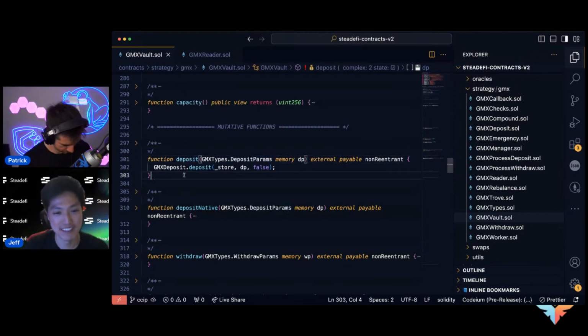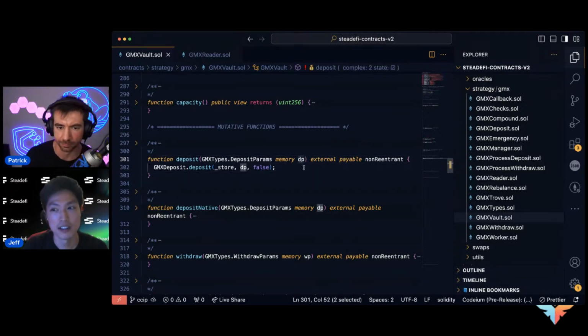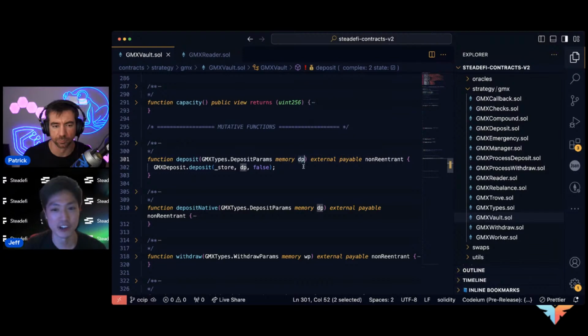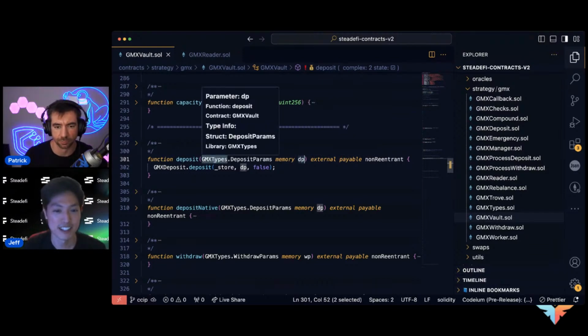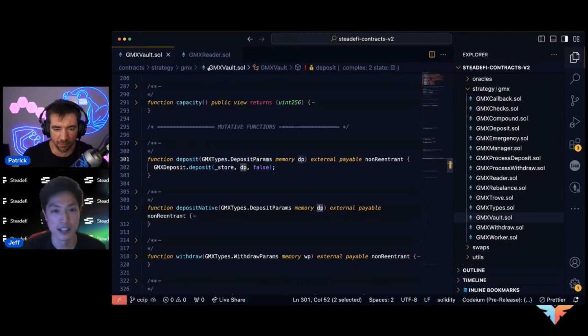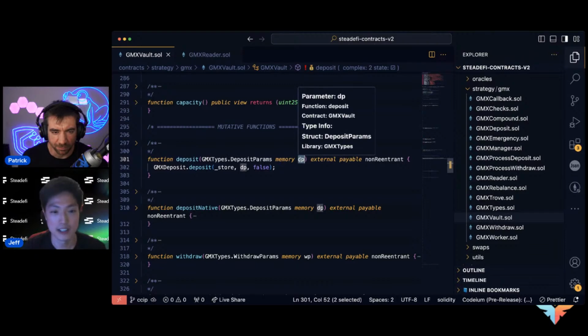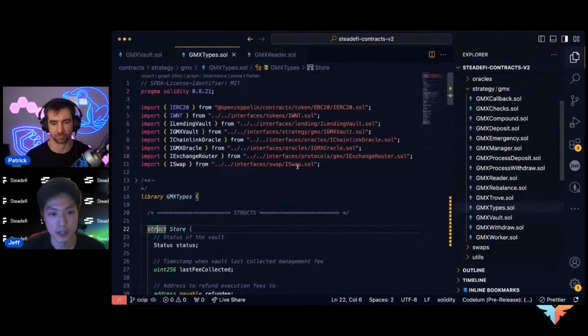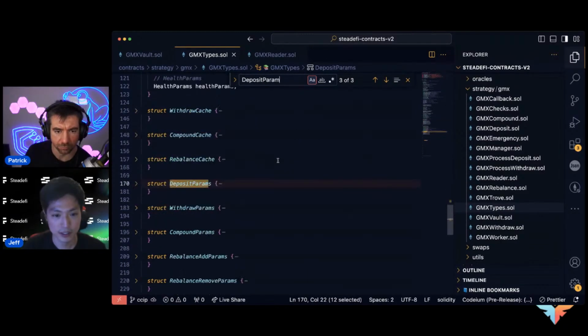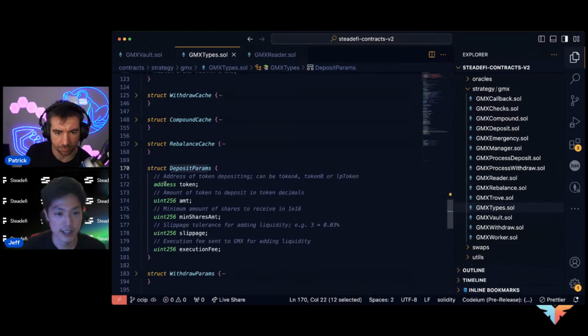Okay, let's go into deposit first. So in the deposit function, as you can see here, most of the arguments that we pass into functions are not straight up variables like a string or a uint, but we also reference a struct as a type. Here we call it DP, which stands for deposit parameters. If I open up GMX types and search for deposit params, here you have a struct that has all these variables that we want to pass in.